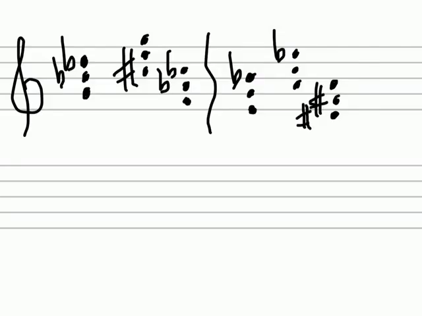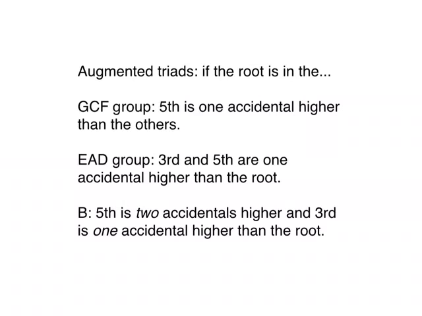As these examples show. And B, in a group by itself, all the same accidentals, diminished triad. Augmented triads, G, C, F: the fifth is one accidental higher. The E, A, D: the third and fifth are one accidental higher. And for B augmented, the fifth is two accidentals higher and the third is one accidental higher. We'd better look at this to see what this looks like.